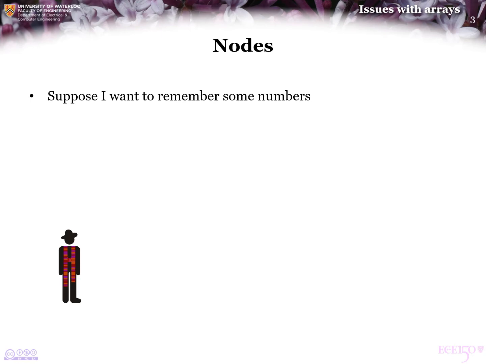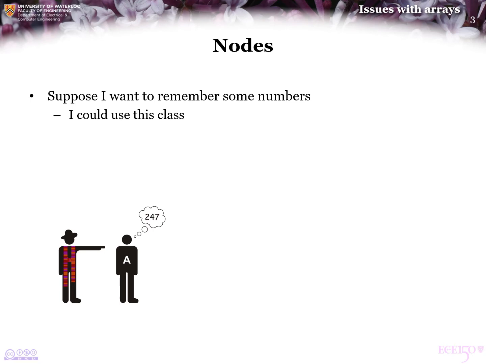Now, suppose I want to remember some numbers. One thing I could do is use this class. So, for example, suppose I wanted to remember 247. Well, what I could do is find a student, say Ollie, and ask Ollie to remember 247. Now all I have to do is remember Ollie, and if I ever needed that number, I could ask Ollie what number was being remembered.